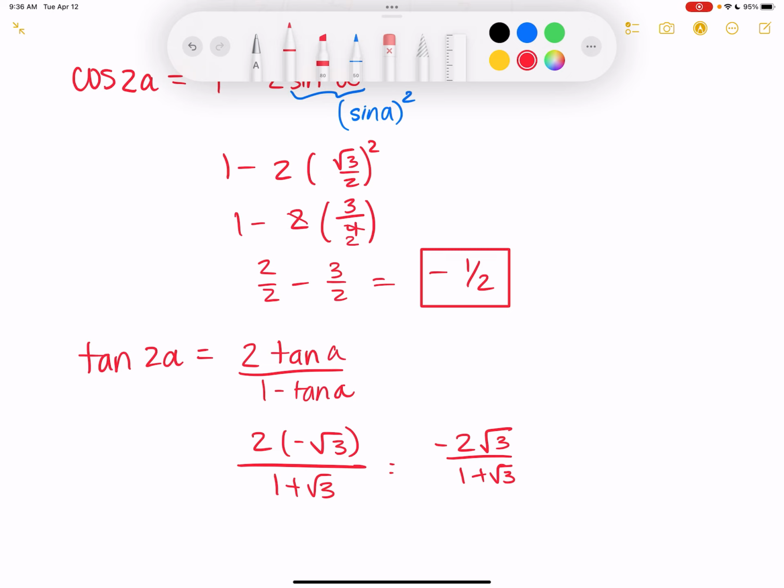Oh, actually, because you have a radical on the bottom, you multiply the top and bottom by 1 minus root 3.